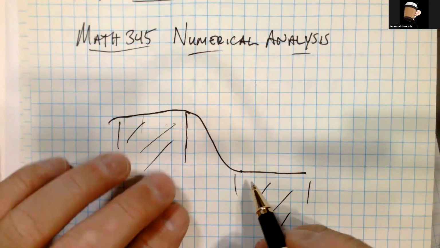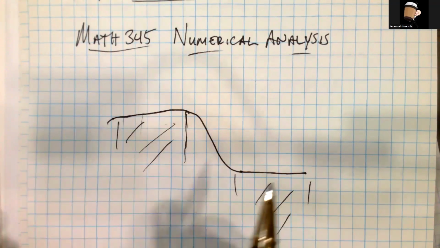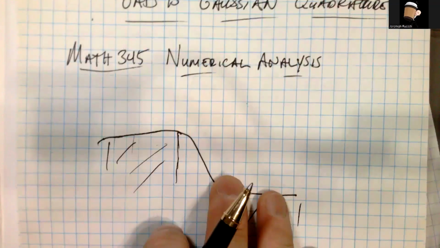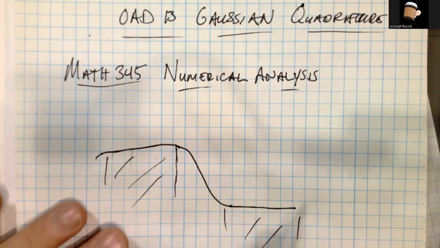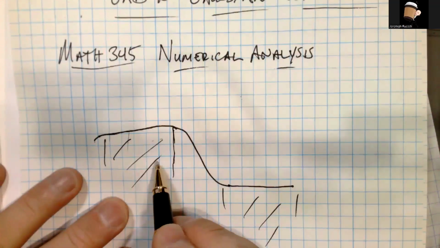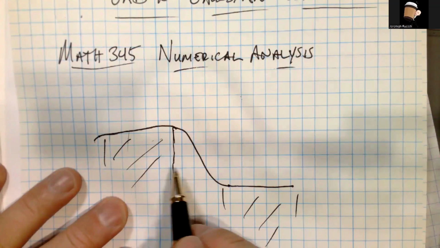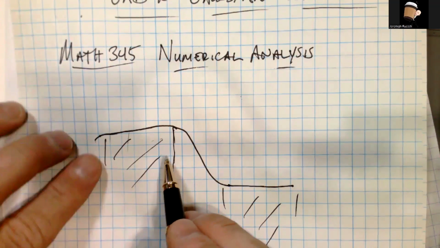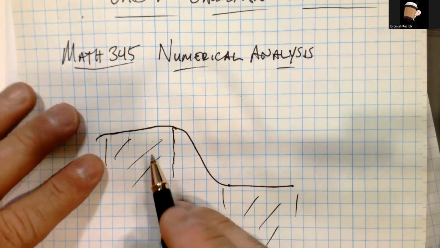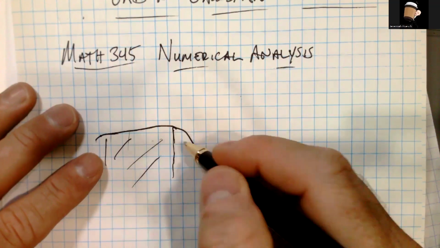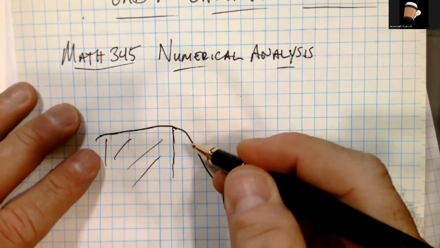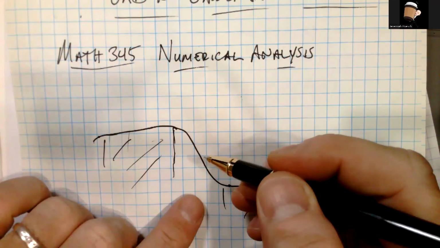So the invention of something like Gaussian quadrature is trying to make more efficient use of computational time by reducing the number of nodes that we need and therefore reducing the number of calculations, which also reduces the number of opportunities for error to be introduced. That's one really big positive.